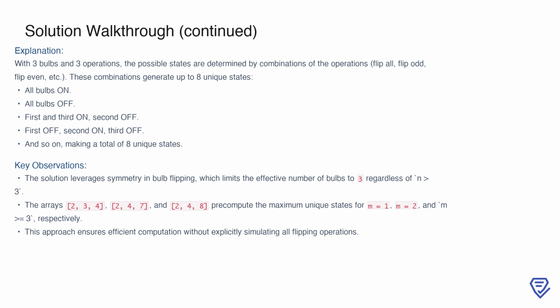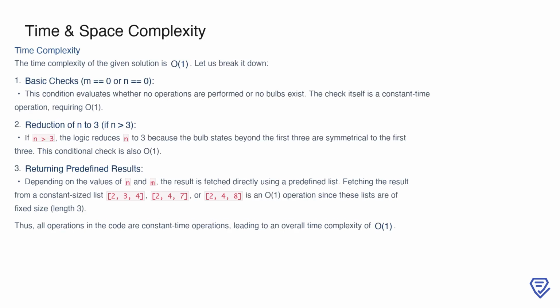Additionally, the solution makes an important observation about symmetry. Since flipping patterns repeat cyclically, the effective number of bulbs can be limited to 3, even if n exceeds 3. This symmetry allows the solution to use pre-computed arrays [2, 3, 4], [2, 4, 7], and [2, 4, 8] to determine the maximum number of unique states for m equals 1, m equals 2, and m equals 3, respectively. This approach eliminates the need to simulate all possible bulb flipping operations, making the computation highly efficient. The time complexity of this solution is O(1), which means the execution time is constant and does not grow with the size of the input.